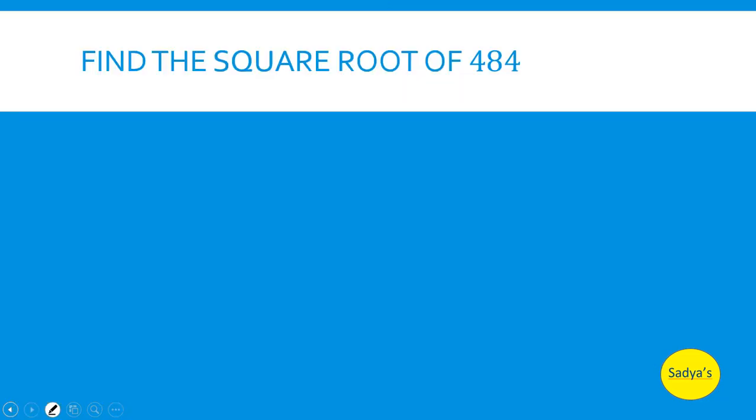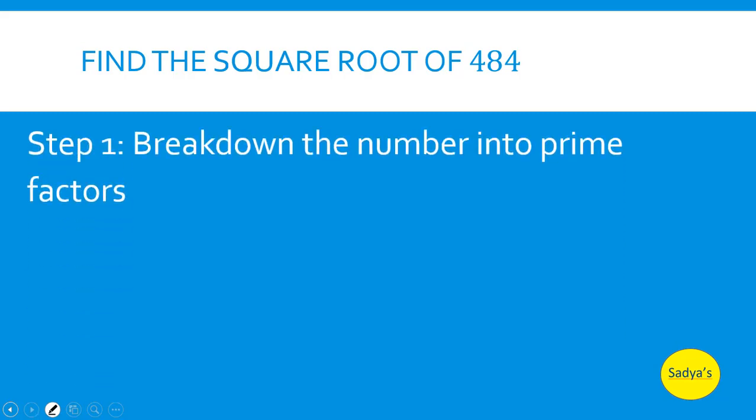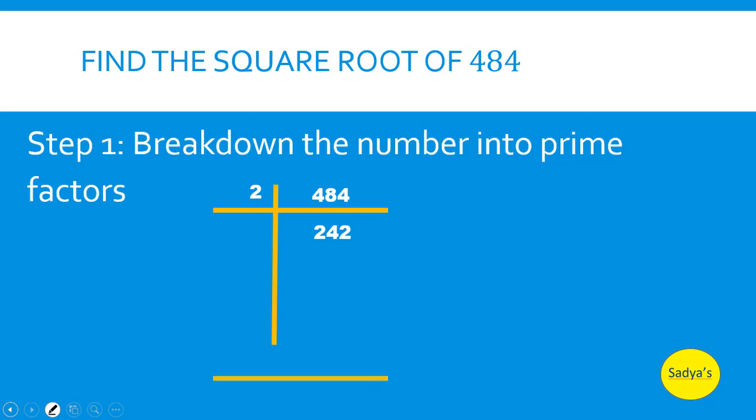So if you are asked to find the square root of 484, the first step is prime factorization. Break down the number into prime factors. Write down 484 and start dividing by the smallest prime factor, which is 2. 484 when divided by 2 gives us 242. Now again 242 is divisible by 2. So divided by 2 and we get 121.